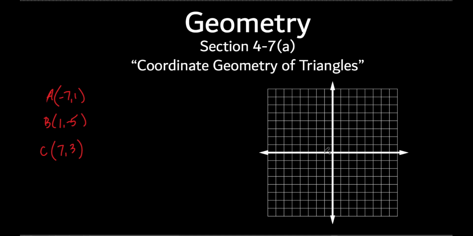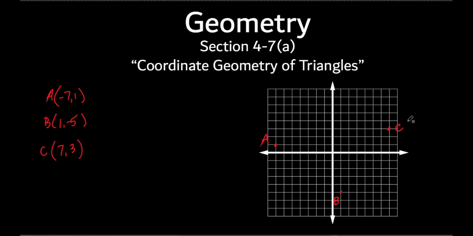-7, 1. So let's count. 1, 2, 3, 4, 5, 6, 7, 1. Right there. So that's point A. B is 1, -5. So you go over 1 and what? Up or down? You said -5? Oh, you go down. 1, 2, 3, 4, 5. That's point B. And then point C is 7, 3. So 7 is here, and then 1, 2, 3, right there, and that's C.